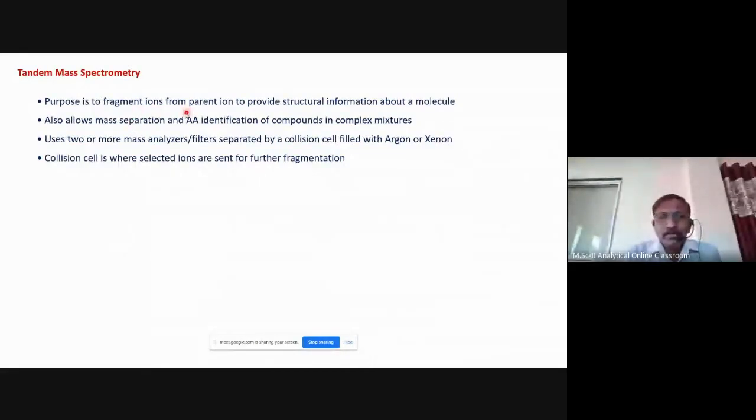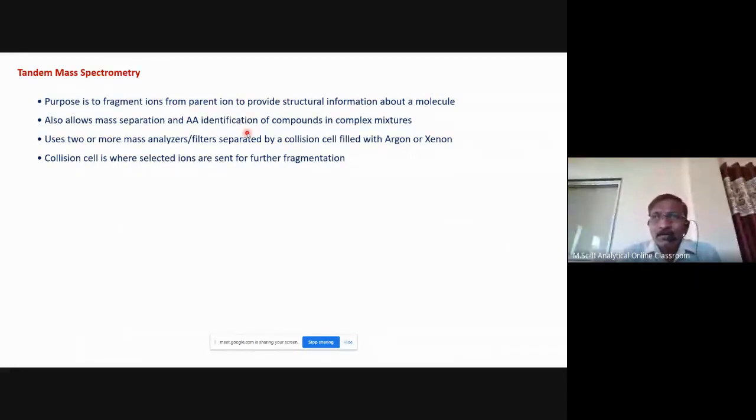The purpose is to fragment ions from the parent, so that it can provide the structure information. But this is only the first part. In tandem mass spectrometry, we allow the separation of all fragment ions, and that can also allow the identification of compounds in complex mixtures, mostly proteins and carbohydrates. So for that purpose, tandem mass spectrometry is very essential. Here we can use more than one mass analyzer or filter. Up till now we have seen a number of mass analyzers, and in tandem mass spectrometry we use them a number of times.